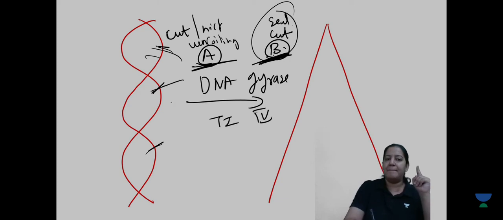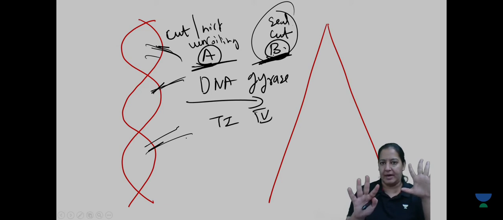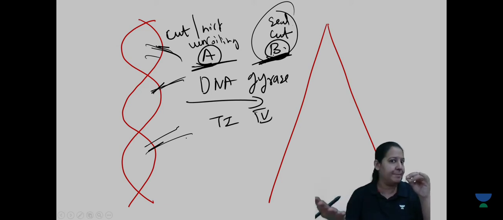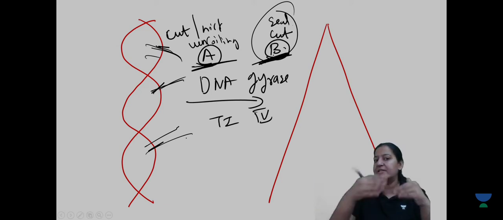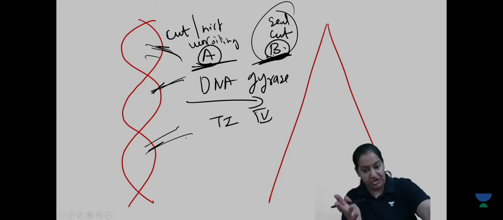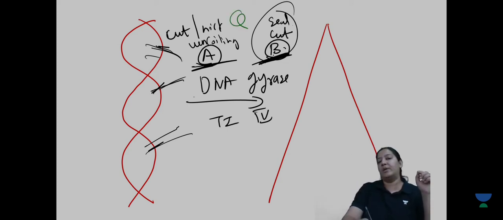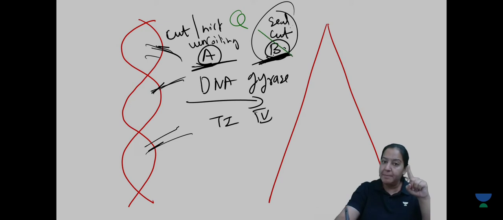So cutting is done by B, right? Sealing in the end is also done by B. Cutting and sealing is done by unit B, and unit A is the main unit which is causing uncoiling. So my question to you: quinolones inhibit which unit, A or B? Quinolones inhibit B. Quinolones don't inhibit the main unit A.